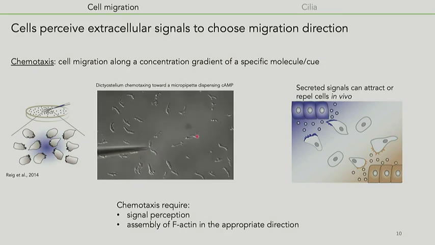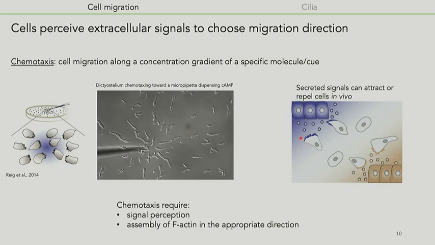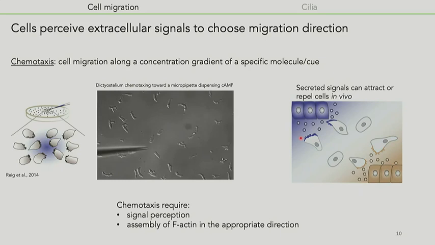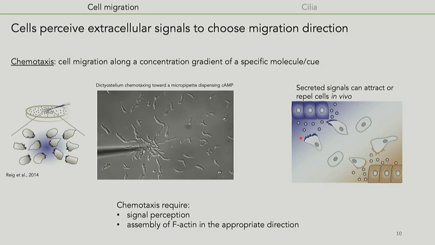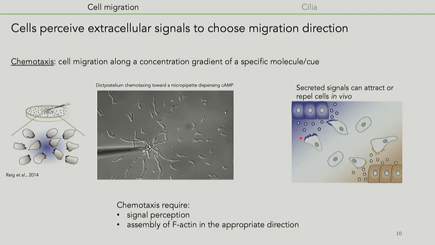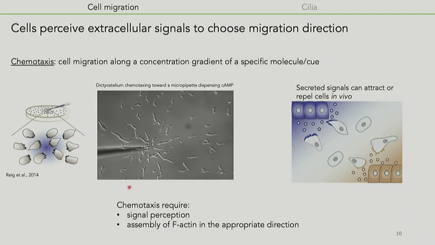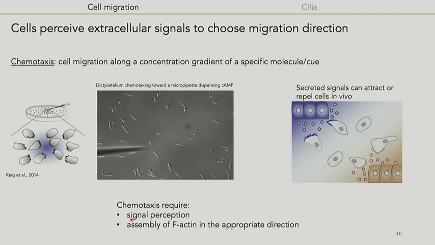And this happens in your body, so cells have to know how to orient, and they're capable of using those receptors that we talked about, GPCRs, receptor tyrosine kinases, cytokine receptors. They use those to figure out, okay, is that cue coming from my left side or my right side? And then they will reorient their migration accordingly. So the two main things that need to happen are that the signal has to be perceived by the cell, and then they have to create those actin assemblies in the right place relative to that cue.